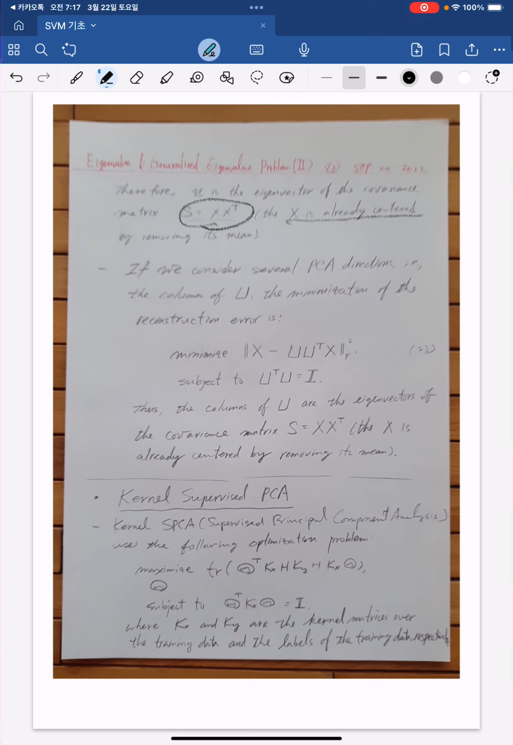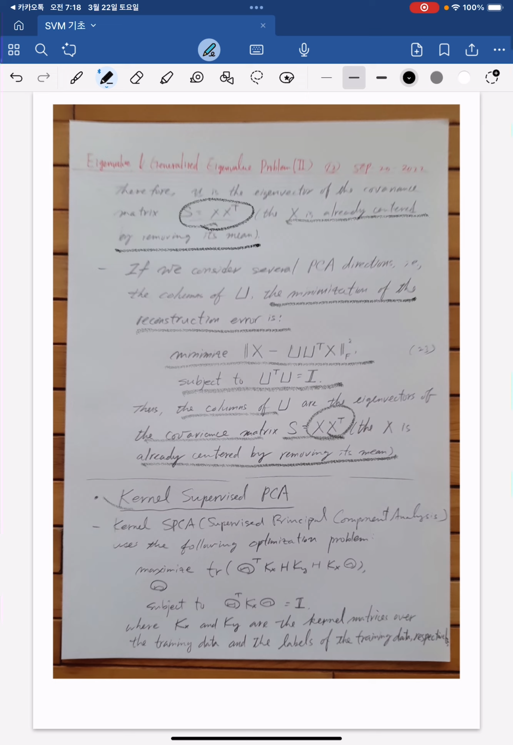The X is already centered by removing its mean. If we consider several PCA directions, that is the columns of U, the minimization of the reconstruction error is with U transpose U equal to identity. Thus, the columns of U are the eigenvectors of the covariance matrix X X transpose, where X is already centered by removing its mean.